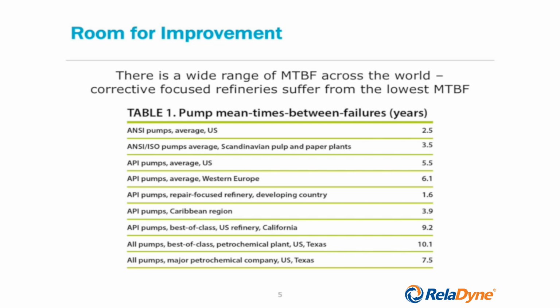API pumps in the best-of-class company in the United States are reaching a life expectancy of 9.2 years. And then there's a petrochemical plant in Texas which reaches 10.1 years mean time between failures of pumps. All pumps in the major petrochemical plants in the US reach perhaps 7.5 years. This is just a gauge that allows you, the user, to find out where you stand in terms of the reliability that you presently see in your facility.